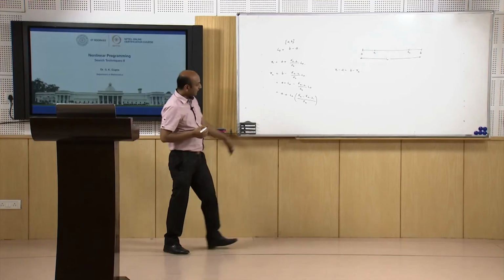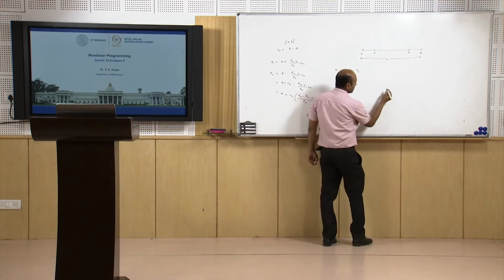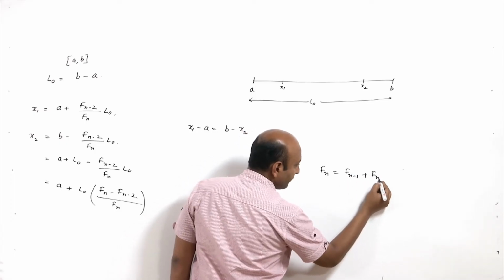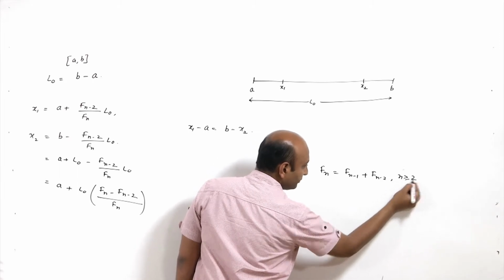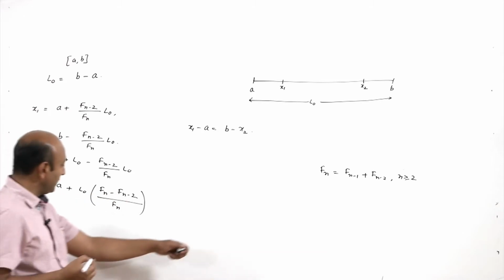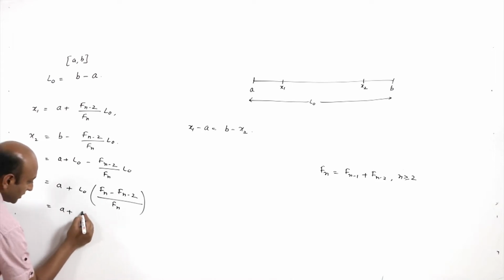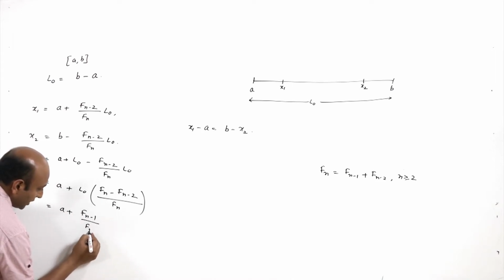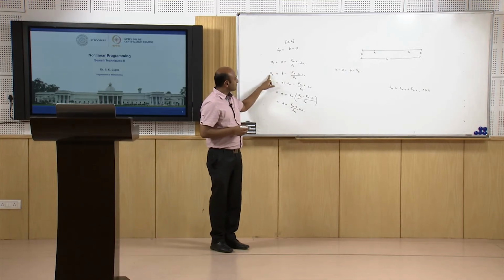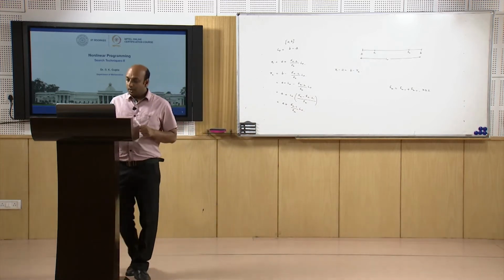Okay. That is from the LCM of these two terms. Now from the Fibonacci series we know that Fn is simply Fn minus 1 plus Fn minus 2 for n greater than or equal to 2. So what is Fn minus 2? That will be Fn minus 1 from here. So it is A plus Fn minus 1 upon Fn into L naught. So we can also say that x1 is this, or x2 is A plus Fn minus 1 upon Fn into L naught.